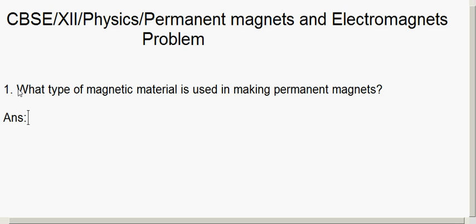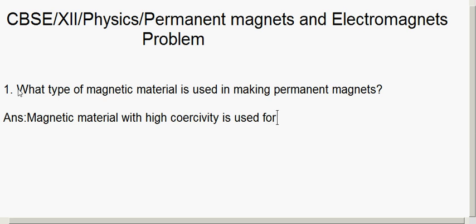The materials which are used for permanent magnets and electromagnets should have high permeability. But other than that, magnetic material for permanent magnets should have high coercivity. Magnetic material with high coercivity is used for making permanent magnets. Example can be steel. That is the answer. So these are all 1 mark questions.